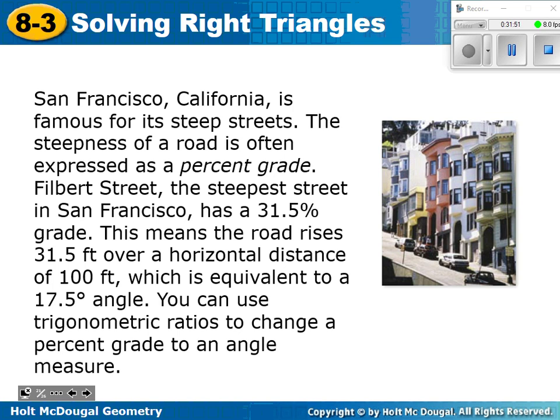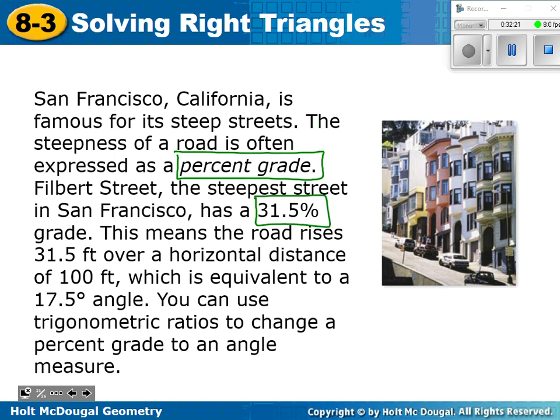Okay, so the big idea is this concept of percent grade. The steepness of a road, when we think of steepness, what do we think of? The incline. And when you think of Algebra 1, what did we call the steepness of something? Slope, right? So when you think of steepness, you're thinking slope, you're thinking incline. Now another word you can think of is percent grade. It's describing that steepness. So Filbert Street is the steepest street with a 31.5% grade.